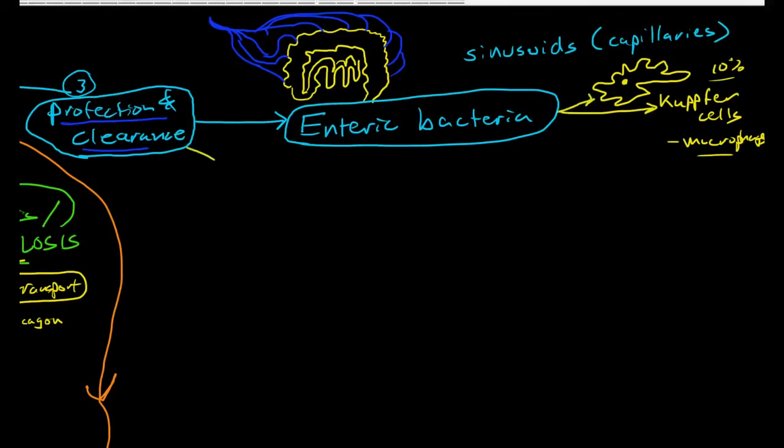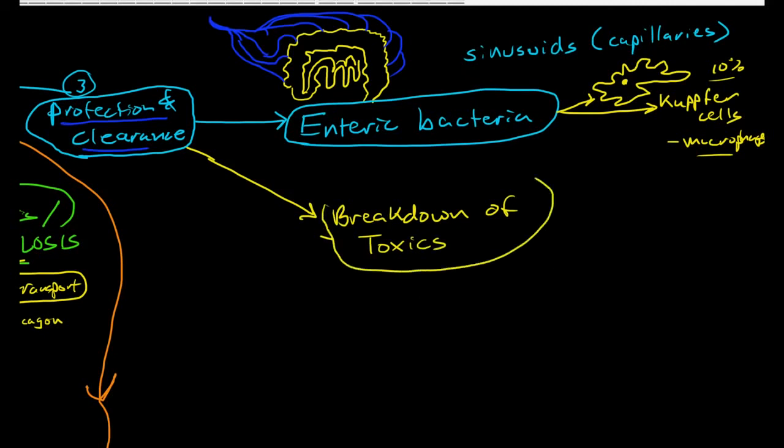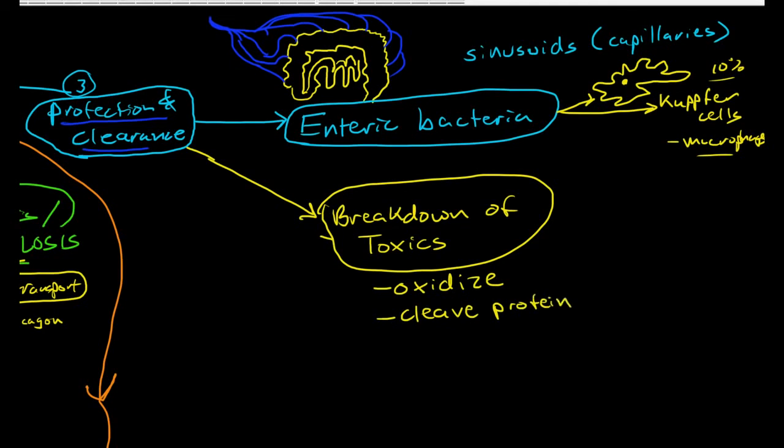Okay, and then next we have the breakdown of toxins. And those of you who have been in clinical practice or taken pharmacology courses know that the liver plays a very central role in the metabolism of medications and other toxins. And it has various ways of doing this. It can oxidize them, it can cleave proteins and break them in half so they're no longer functional.